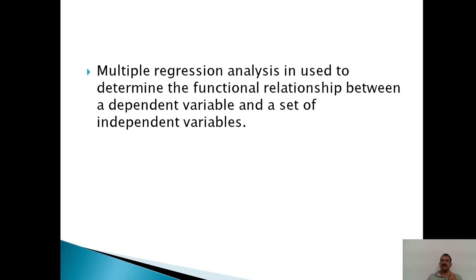Multiple regression analysis is used to determine the functional relationship between a dependent variable and a set of independent variables. So in multiple regression analysis also, we try to determine the functional relationship between a dependent variable and a set of independent variables.